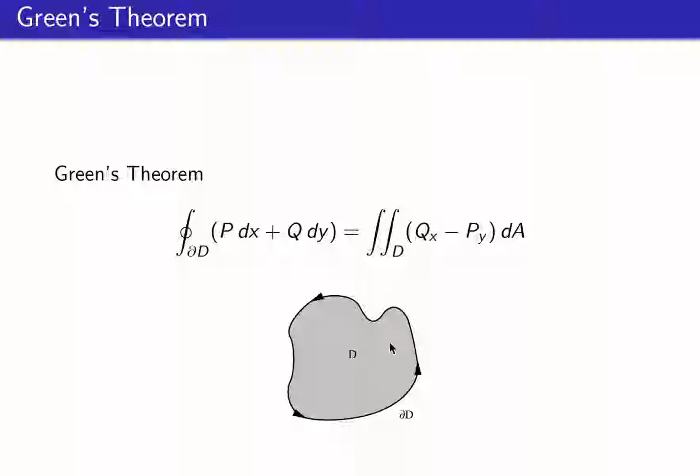And in this integral, I'm going to take the partial derivative of Q with respect to x, and the partial derivative of P with respect to y, and subtract it. And that's what I'm going to integrate on the inside. Okay. And this is going to be equal to this line integral, a line integral over the curve. This thing here that I've drawn is the boundary of D.